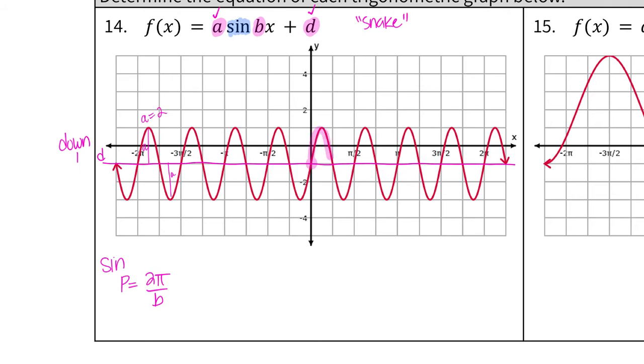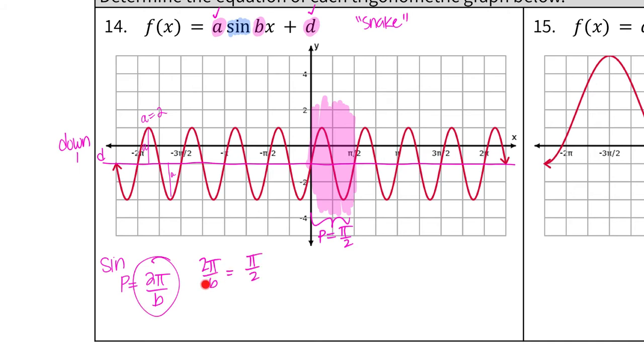I'm going to complete one of my snake shapes. So how long or how wide is that shape? It's 2 squares. So that is actually the period, and that is pi over 2. So we're going to work backwards to find B using this formula. 2 pi over B is equal to pi over 2, and we're going to solve.